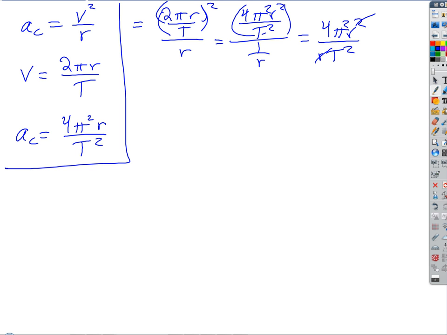Those are the three equations. That's it for centripetal acceleration. Those are the three you need to know. Okay? So that's where that one comes from. Long answer to a short question, right? Like a politician.